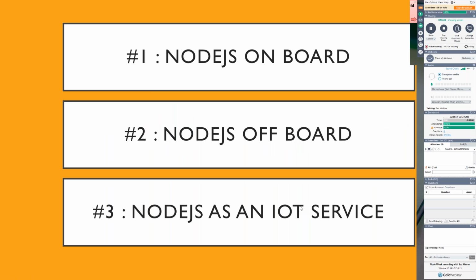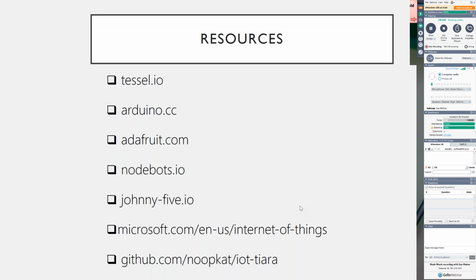But just to recap, we went through 3 different scenarios. We had Node.js running on the board, which is with the Tessel 2. There is Node.js off the board with something like an Arduino Uno, or there are a lot of other devices, again, that Johnny5 can interface with, so check them all out. And I also covered Node.js as an Internet of Things service, which is more of the advanced steps if you're ready to take your training wheels off after trying out the other approaches. But I highly recommend it because it's a really, really fun way to get going.